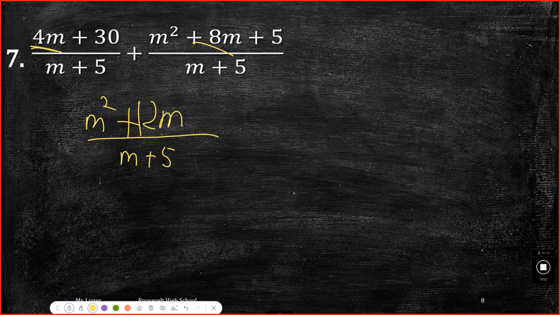12m. My writing is getting messed up. 30 plus 5 is 35. People are over here like, what do I do now? Do I cancel this m and this m and then? What is m plus 5? It's a set. It's a factor. And what are we going to do on top?